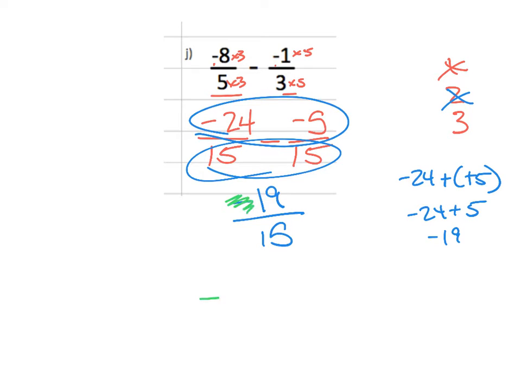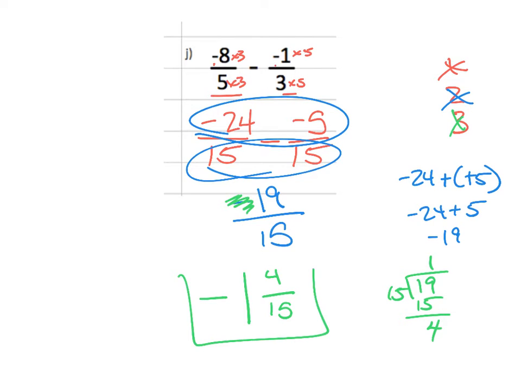Step 3, we need to simplify. We're going to bring that negative down. 19 divided by 15. How many 15s come out of 19? One of them, with 4 left over. So negative 1, the leftover goes on top. The denominator stays the same. 4 15ths is already simplified. So our answer is negative 1 and 4 15ths.